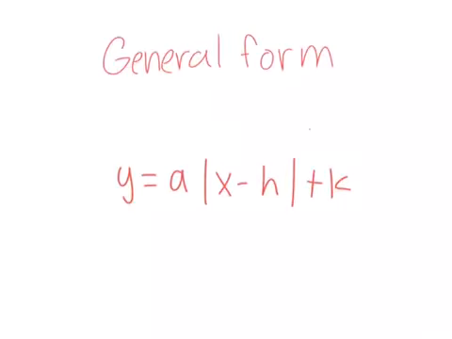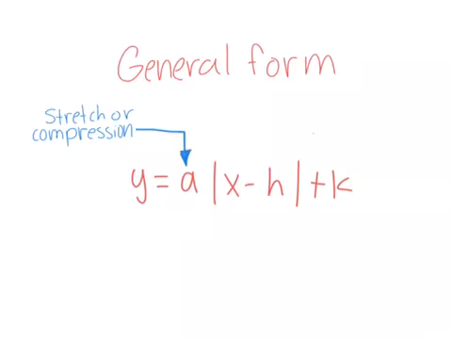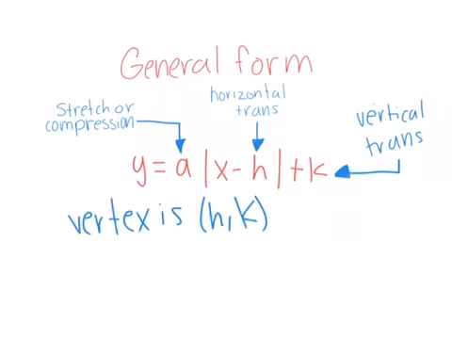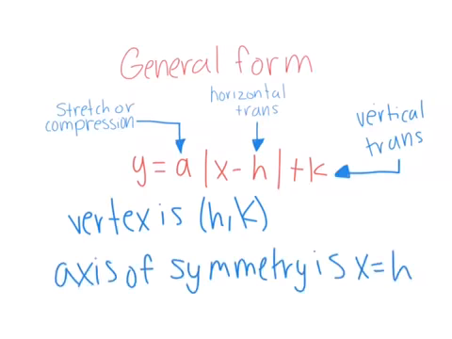General form of the absolute value function. This is the main formula you will use. The A shows the stretch or compression factor. The H shows the horizontal translation. The K shows the vertical translation. The vertex is (h, k), and the axis of symmetry is the line x equals h.